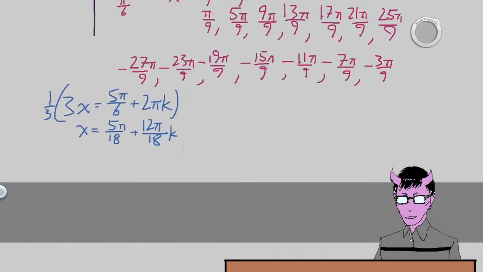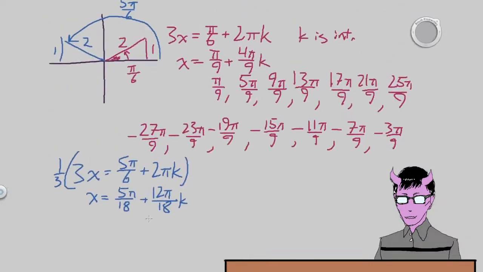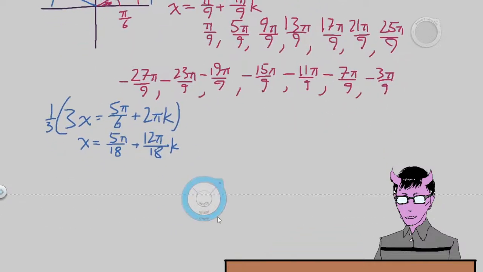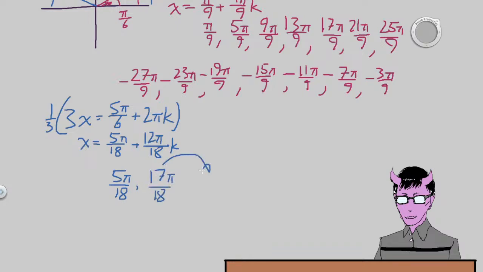Which means for us, what does that mean? It means we're going to be adding or subtracting increments of 12 to our base answer, which is this one. So start off with the old 5 pi over 18, and all we're doing is adding 12 pi to get to subsequent candidates. So plus 12. Plus 12. Plus 12.